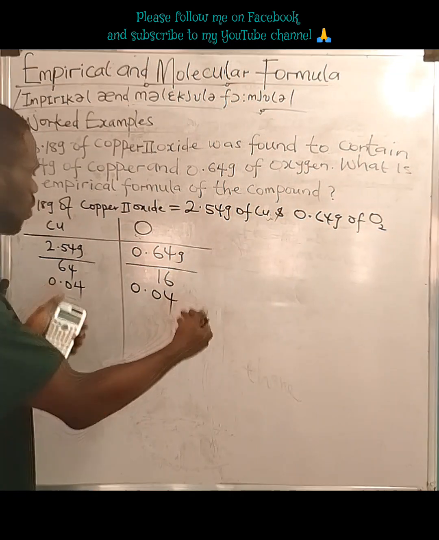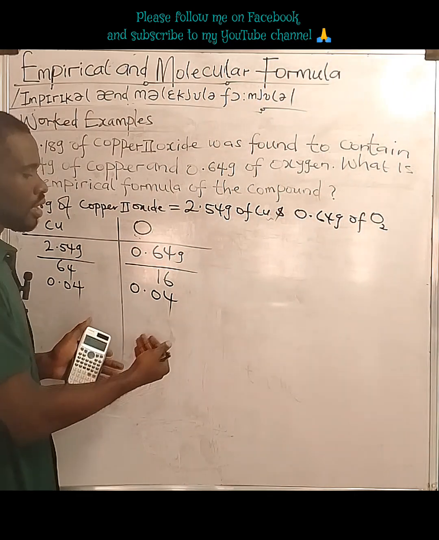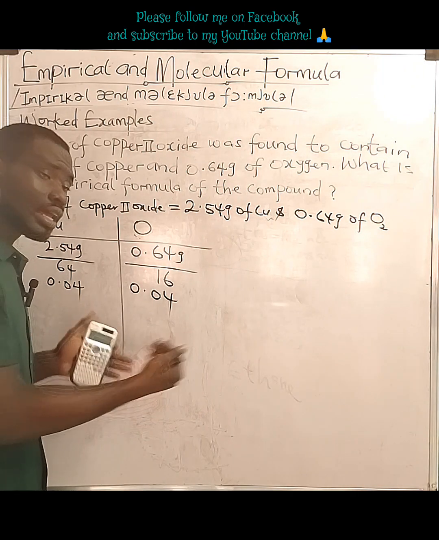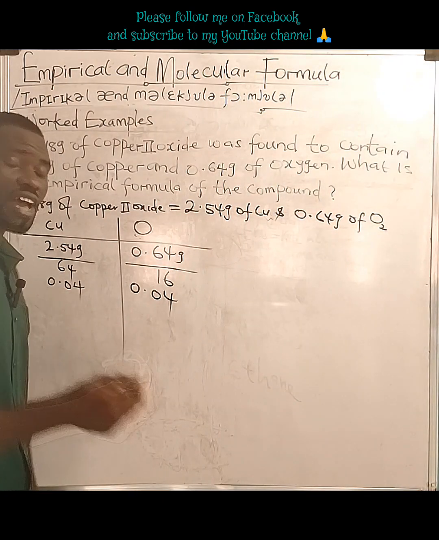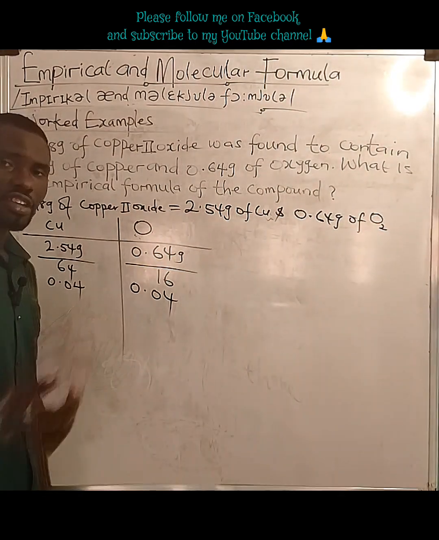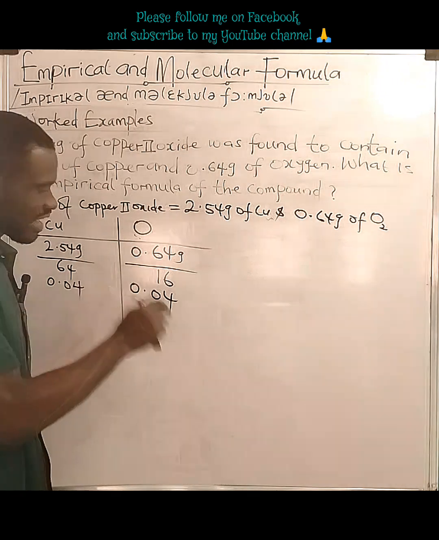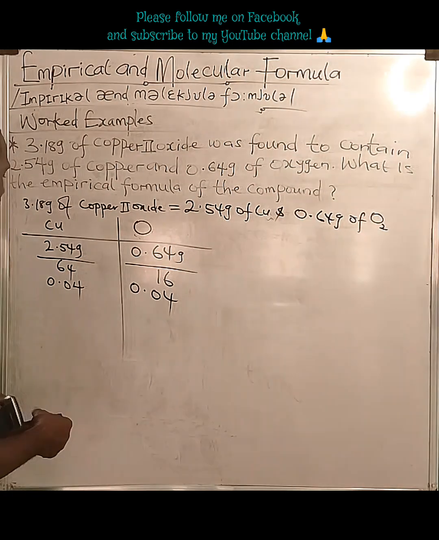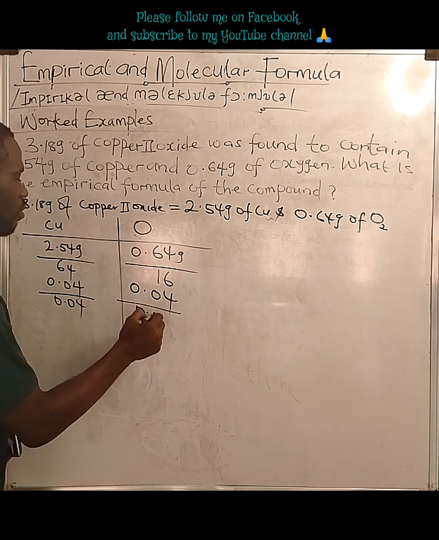Well, if you have more than one, like copper, oxygen, and another element, and we have different moles of each element, we use the least mole to divide all through. If you use the highest mole, you may end up with a 0 point something in some sections. So right now the least is 0.04. We'll divide all through by 0.04.